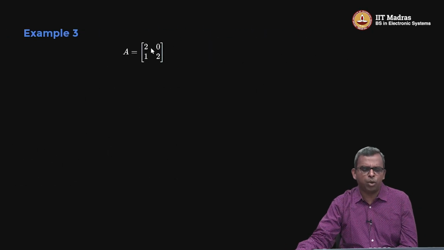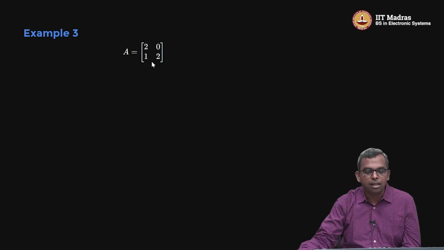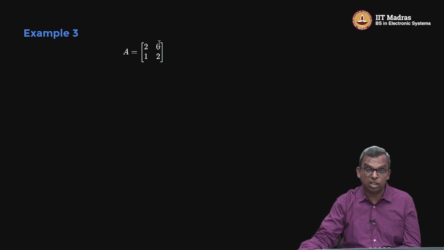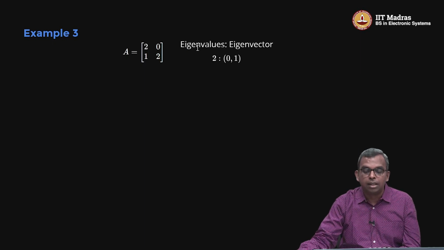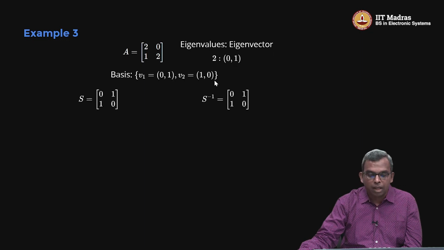The last example I'm going to take is slightly different from the example we had earlier. It's an off diagonal. It's one of those deficient cases. 2, 0, 1, 2. So here I have only one eigenvector. No, I don't have the other guy. So 2 is the eigenvalue and the eigenvector is 0, 1. That's the only eigenvector. So I have to make a basis. Let me make a basis. V1 is 0, 1, V2 is 1, 0. Okay, so this is the basis.